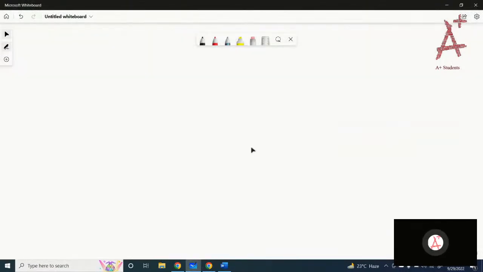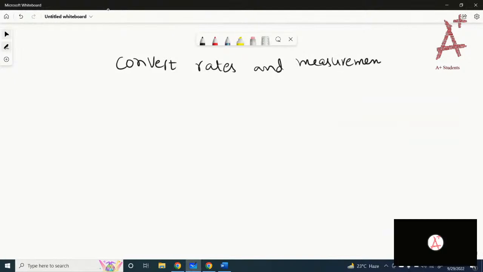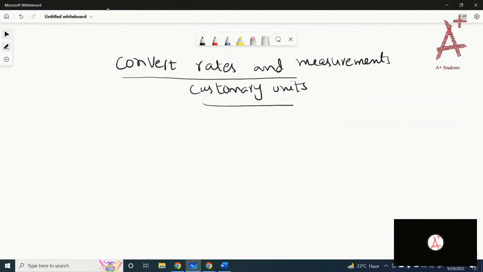The next lesson is convert rates and measurements, customary units. So let me write down the lesson name. Convert rates and measurements, customary units. Okay, let's start with examples.